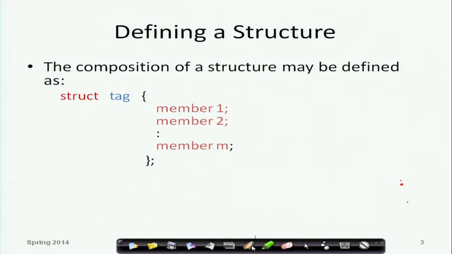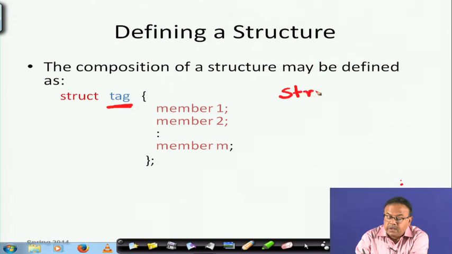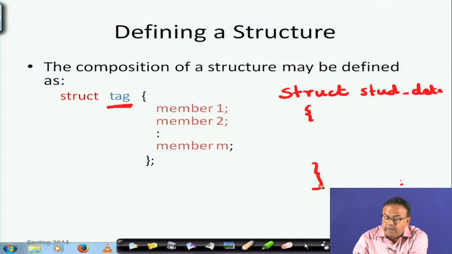Now this is very important. What is the tag that I am putting over here? Say, earlier I was talking of student data. So my tag could be stud data as I had written. So I will have to write struct stud data, and inside that I have got several members.